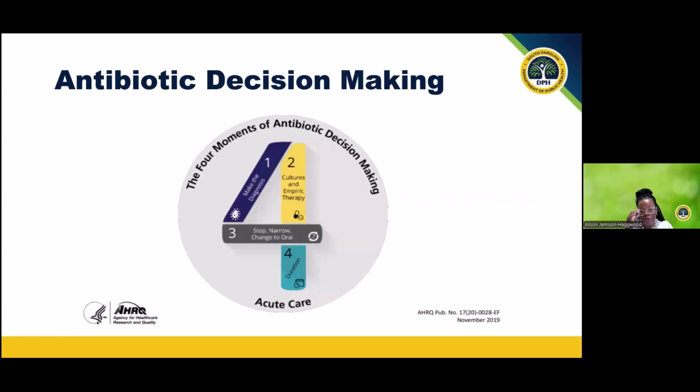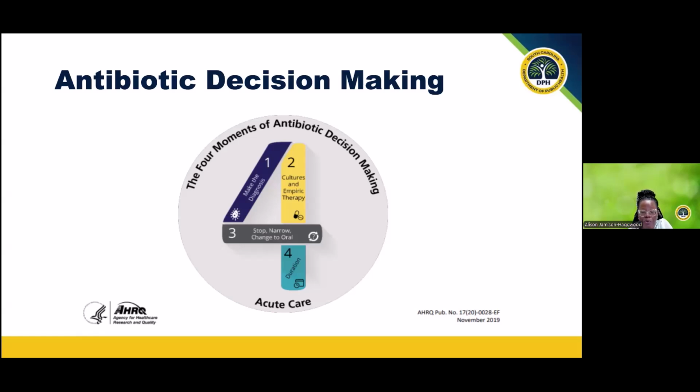So the Agency for Healthcare Research and Quality has the 4 Moments of Antibiotic Decision-Making tool, a tool for healthcare providers. This tool helps the provider identify when they need to provide antibiotics, or what decision they need to make. Should they use antibiotics, or shouldn't they? So the first moment occurs at the initiation of antibiotic therapy. And they need to ask themselves, does my patient have an infection that requires antibiotics?